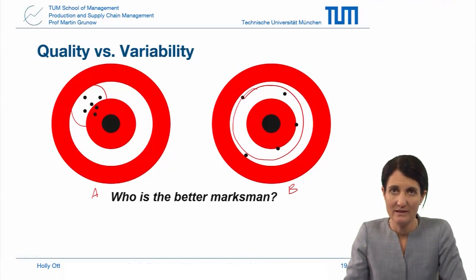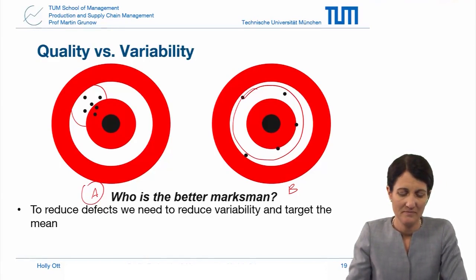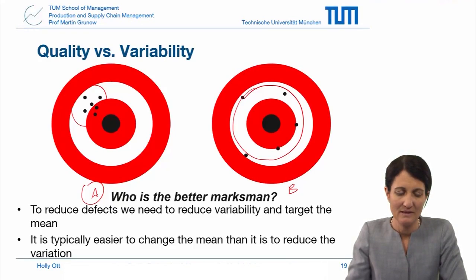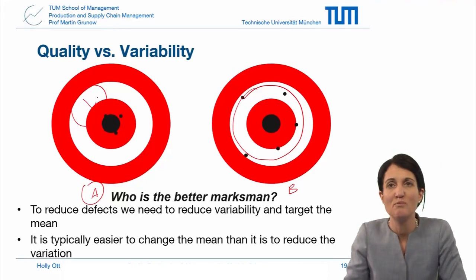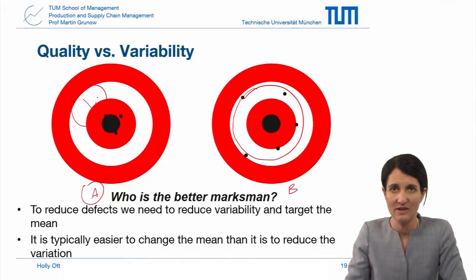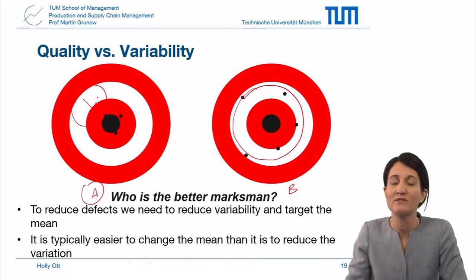Now what we have to learn from this, and this is an animated slide, so watch marksman A. To reduce the defects, we need to reduce variability and target the mean. And in this case, it's typically easier to change the mean than it is to change the variation. Because every population has some degree of variability in it. Whether it's the diameter of your bolts or the hardness of your piston rings or the amount of cereal in a box, all the populations have some variability.